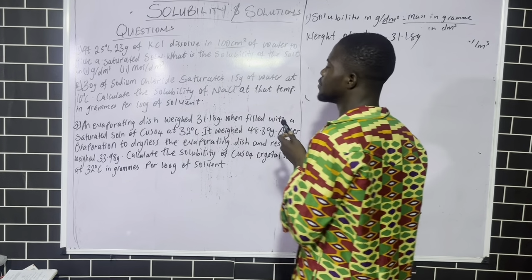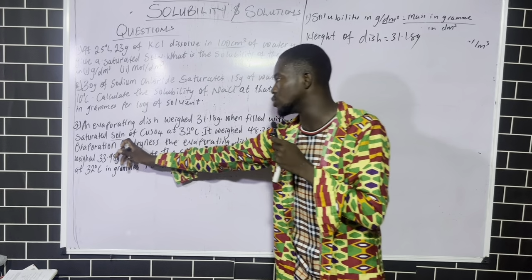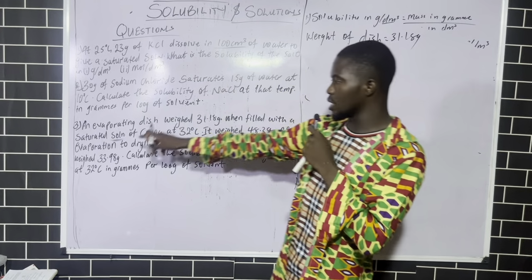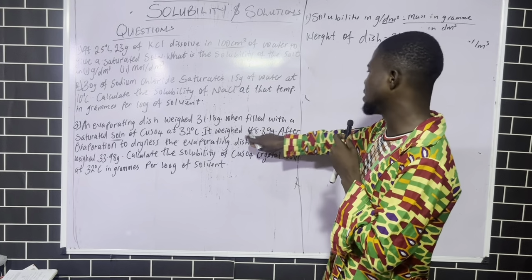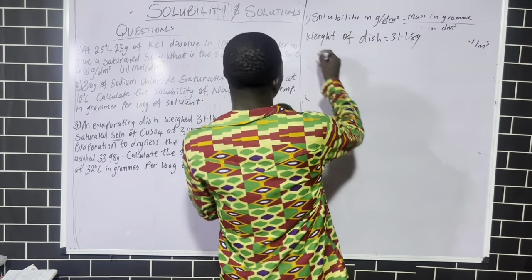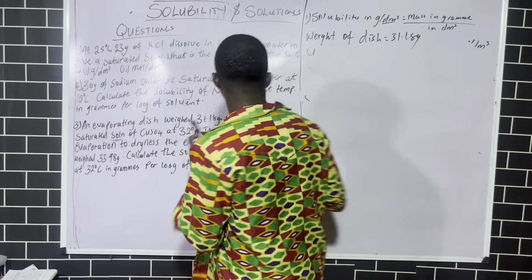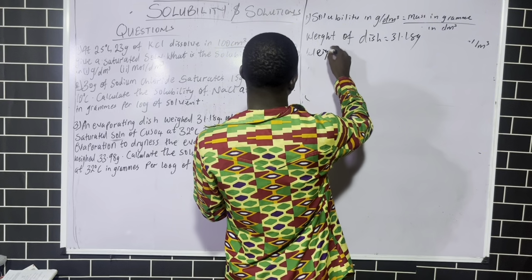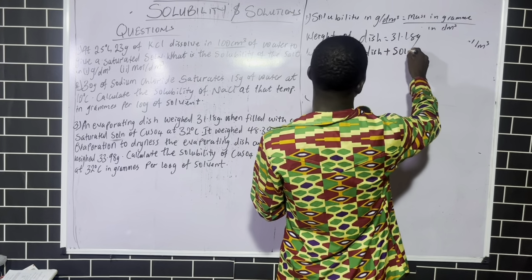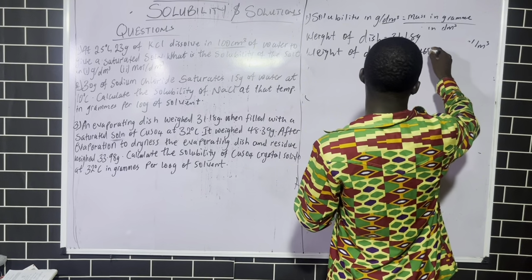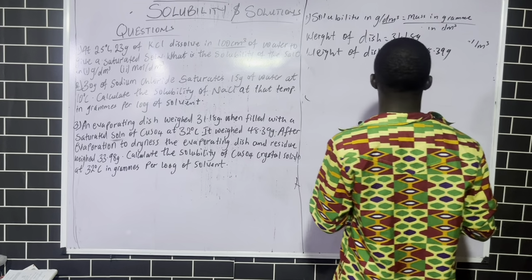The second thing here now, when filled with a saturated solution, emphasis on the word solution, of CuSO4, copper sulfate, at 32 degrees Celsius, it weighs 48.39 grams. So now the weight of dish and solution is 48.39 grams. Did you see that? The weight of the dish and the weight of the solution is 48.39.